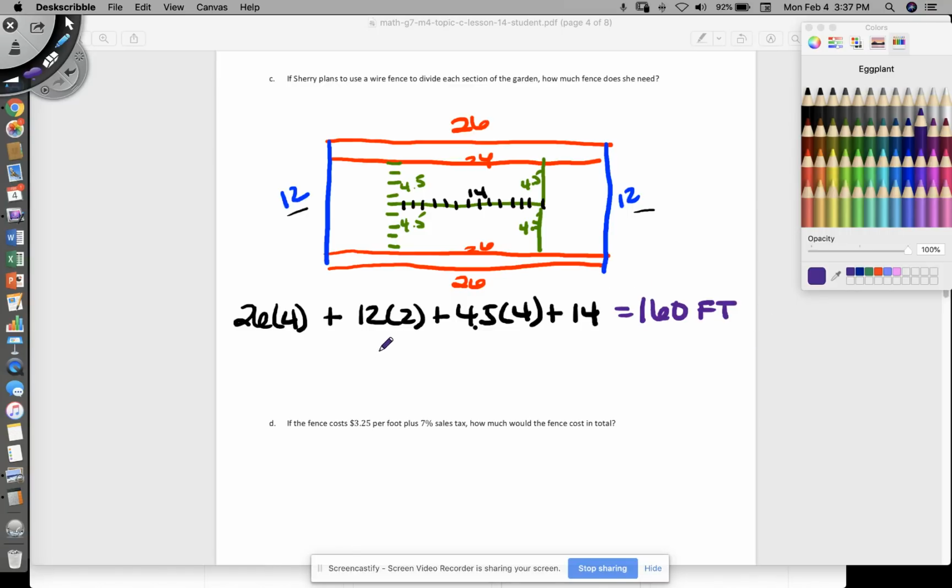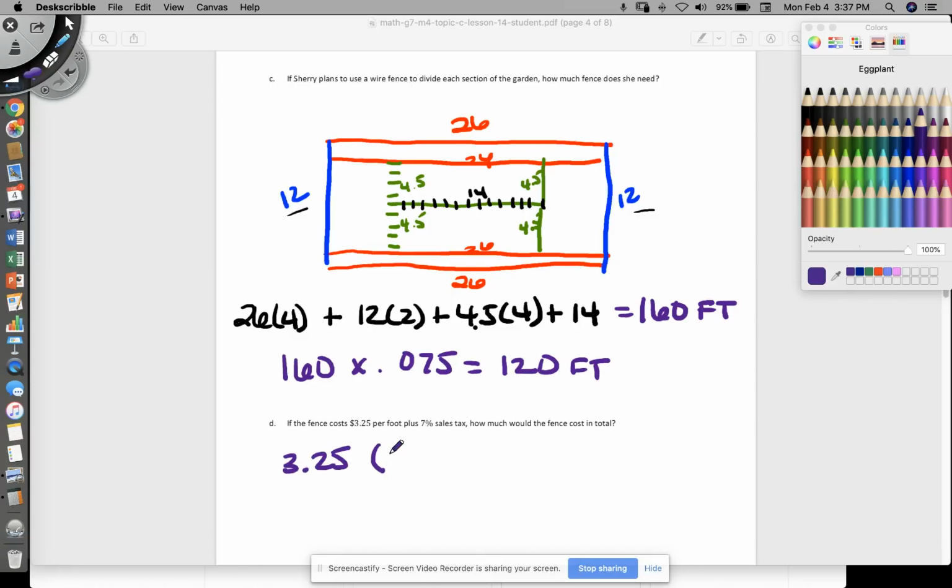Remember, hers is 75% of that. So I'm going to take 160 times 0.75, and she will need 120 feet of fencing. All right, now if the fencing costs $3.25 a foot, plus a 7% sales tax, how much will it cost her?